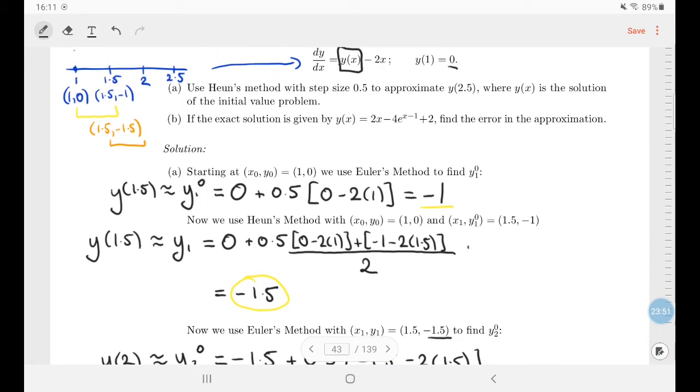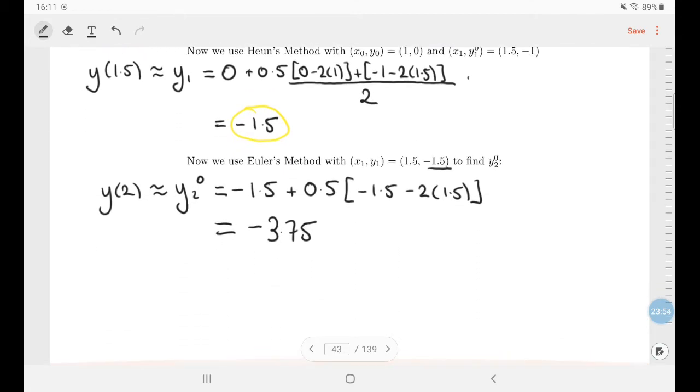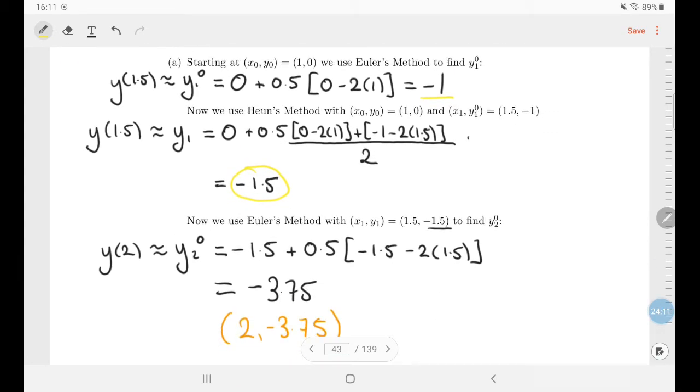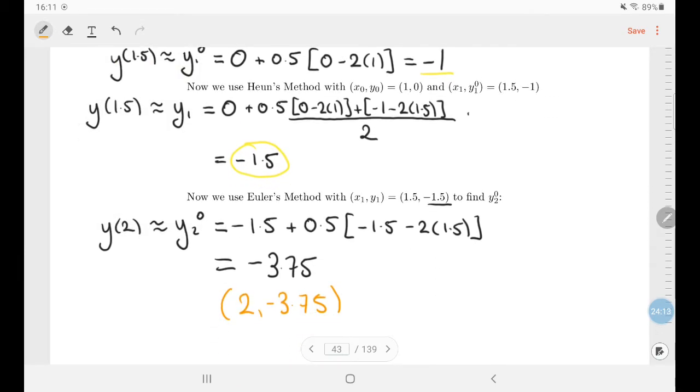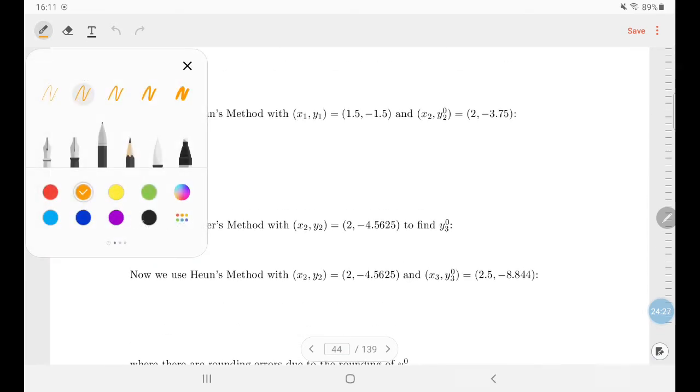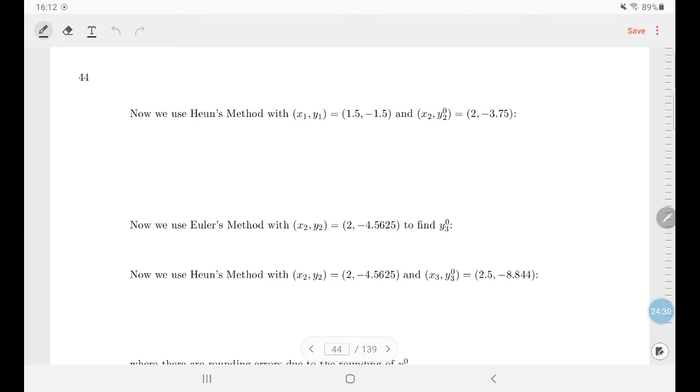Now I'm going to combine the orange point there in the top left hand corner and this point. So the other point that's with the orange is at x equal to 2, we've got minus 3.75. So we're going to combine two points, x equal to 1.5 and our Heun approximation, with x equal to 2 and our Euler predictor. I think both of them hopefully are on the next page. Yeah. So then we're going to do Heun's method now.